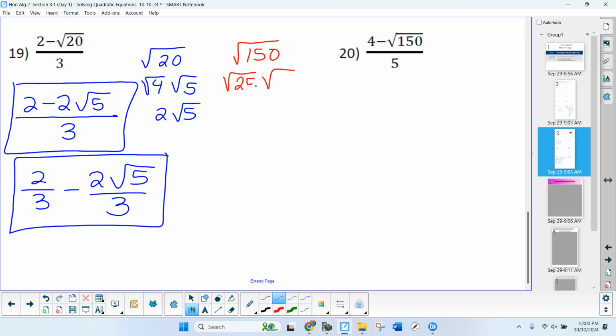Okay, 25 times what? 6. What's the square root of 25? 5. So 5 square root of 6. So I have 4 minus 5 square root of 6, and this is all over 5. Once again, you cannot subtract your numerator because you don't have like radicals.